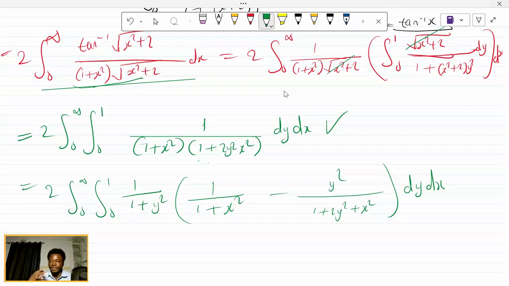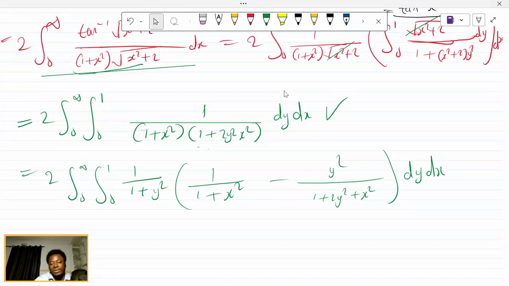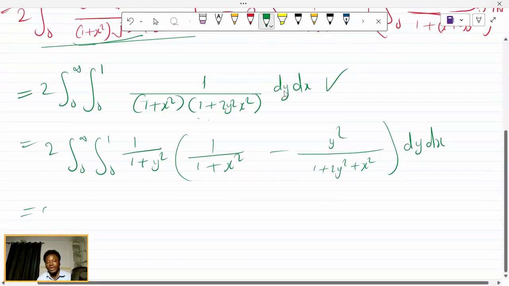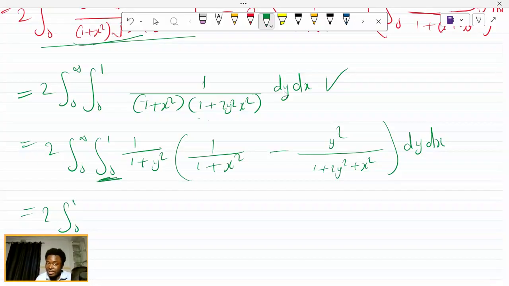So instead of starting from dy, we're going to start from dx and then do dy later on. So basically, this will equal twice the integral from 0 to 1. Of course, when you switch the order, you have to bring 0 to 1 outside and 0 to infinity inside. So this will give you 1 over 1 plus y squared.